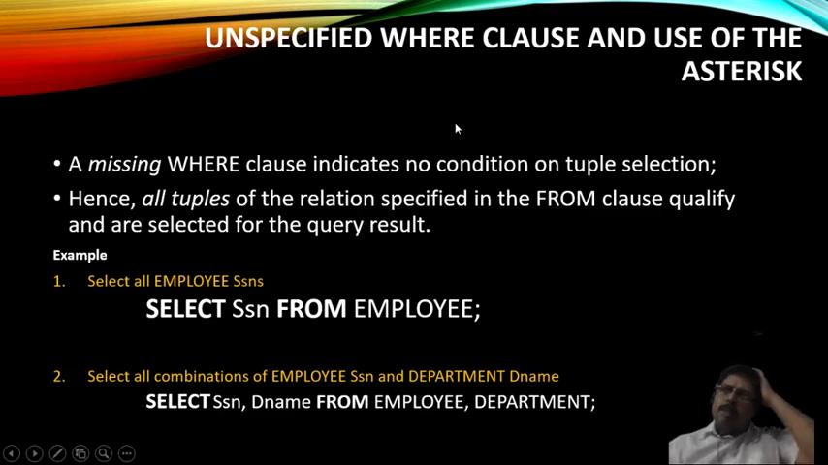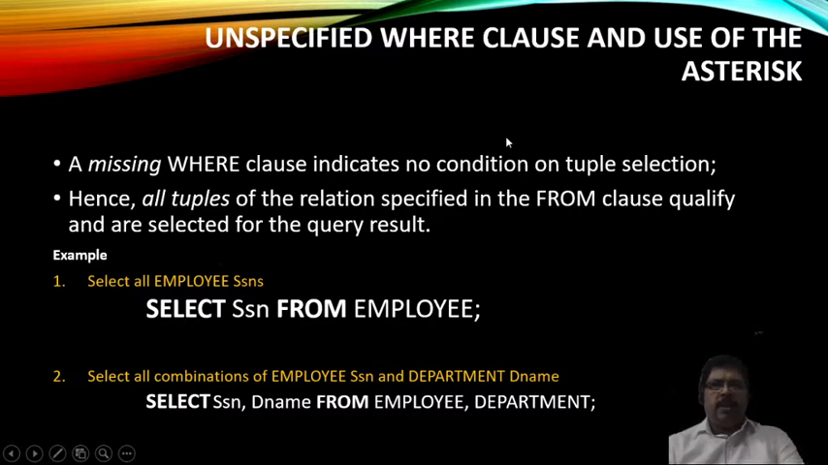Now let us discuss the unspecified where clause and use of the asterisk symbol. In some conditions we are not using a where clause. For example, if you write select star from employee, we are not using a where clause, only the from clause. Similarly, we can use queries without a where clause. You can see two examples I have given.